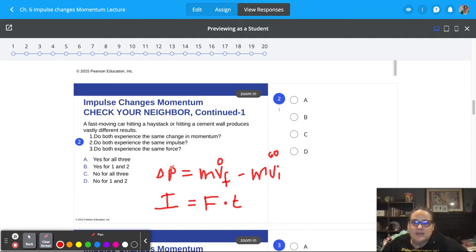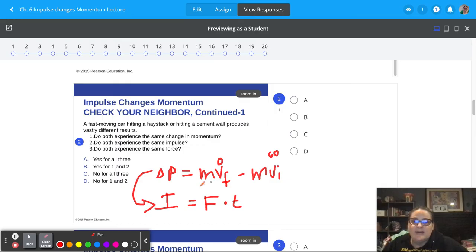So change in momentum is equal to final minus initial. And if the final velocity is 0 either way, then we have a fixed change in momentum. So regardless of how the vehicle stops, the change in momentum will be the same number. Change in momentum is also equal to impulse. So this is equal to this.